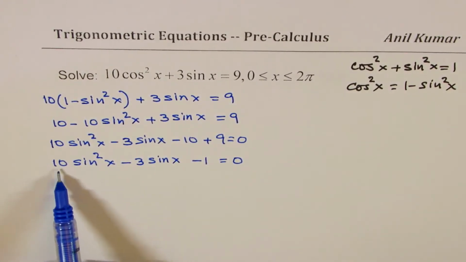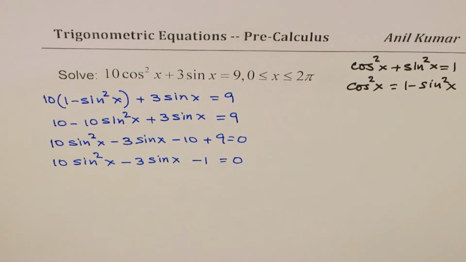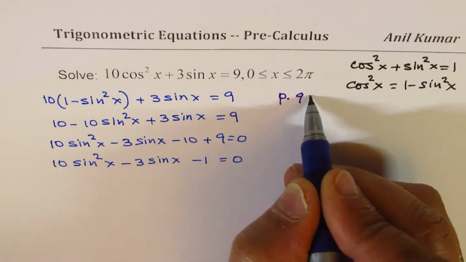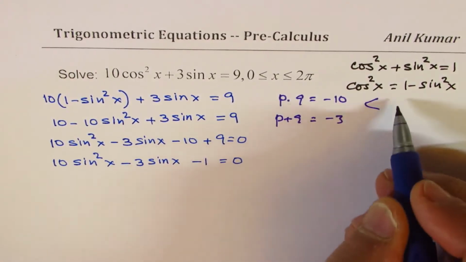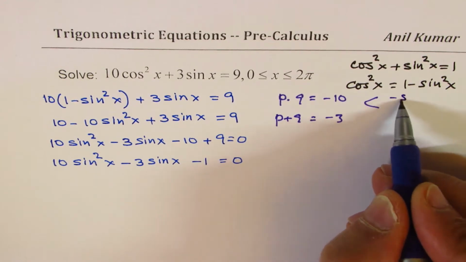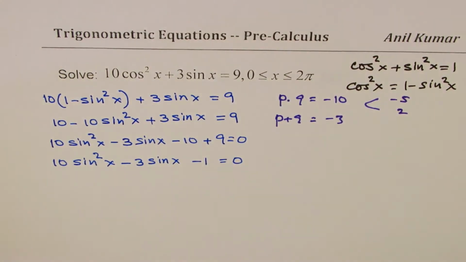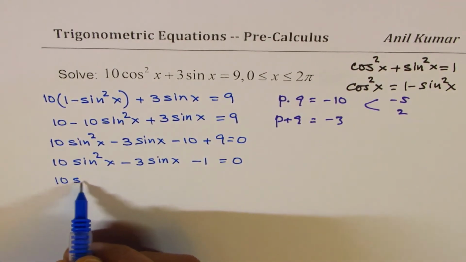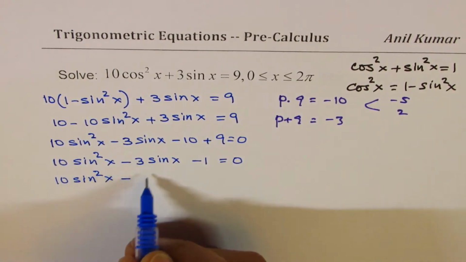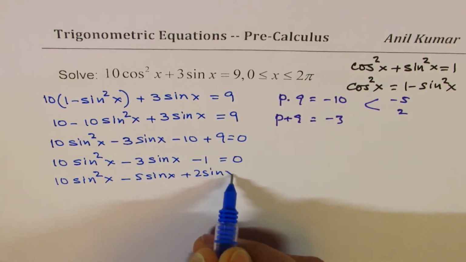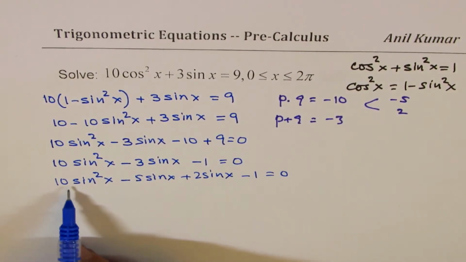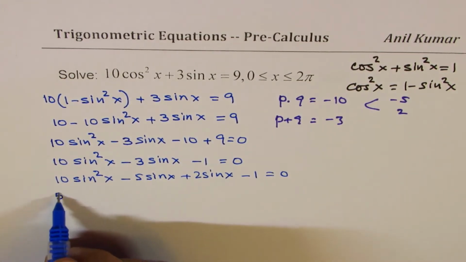So we are looking for product of minus 10. So you could factor this, right? So we are looking for two numbers, P and Q, whose product is minus 10 and whose sum is minus 3. So the numbers could be 5 and 2, right? So minus 5 and plus 2. So using these two numbers, we can factor the given equation. So we'll write this as 10 sine square x, split minus 3 sine x as minus 5 sine x plus 2 sine x, minus 1 equals 0. Here we have 5 sine x as a common factor. So we have 5 sine x.